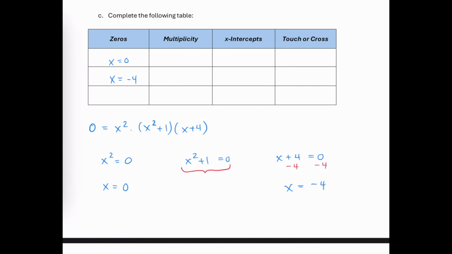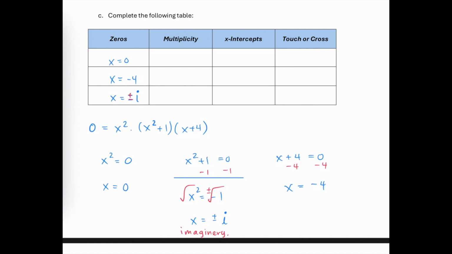But what about this equation? When we subtract 1 from both sides to solve for x, we get that x squared is equal to -1. And when we take the square root of both sides, we get plus or minus on the constant side, which is actually going to be plus or minus i. In this third row, I'm going to go ahead and write both of those zeros. It is possible to have imaginary zeros.